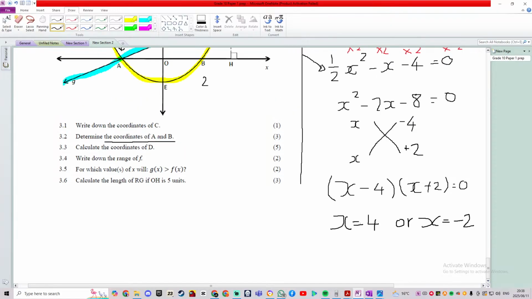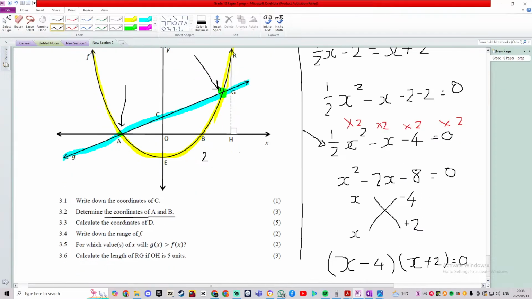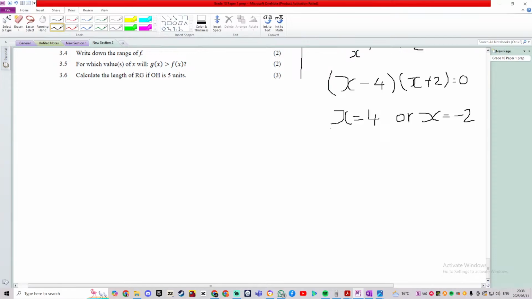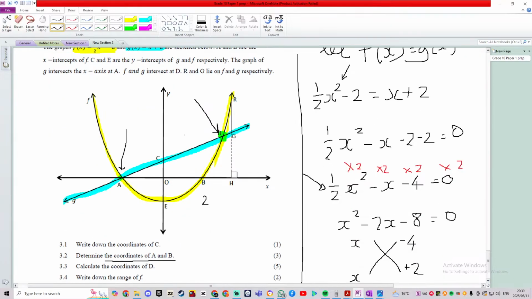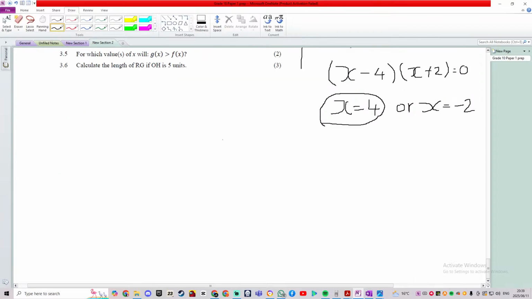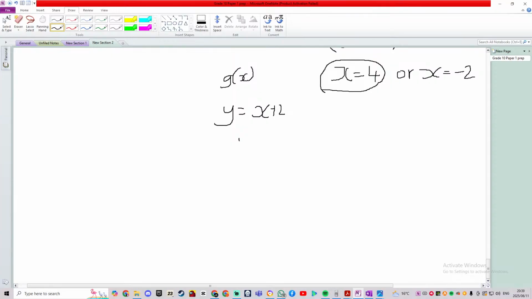Now, there's 2 answers here, but we are working with D. Since D is on the right hand side, we know that the x will be positive. So this is the x coordinate of D. Do you see that? To find the y coordinate, you need to substitute either into g of x or f of x. It doesn't matter, but it is easier to substitute it into the g of x graph. So y equals x plus 2, and then you simply substitute the 4 in there. It's equal to 6. Now you have the coordinates of D to be 4 and 6.